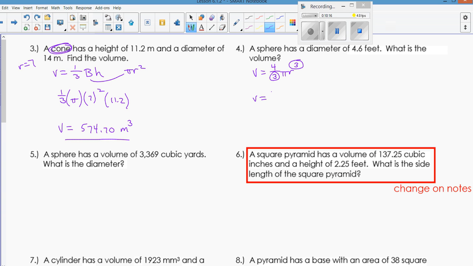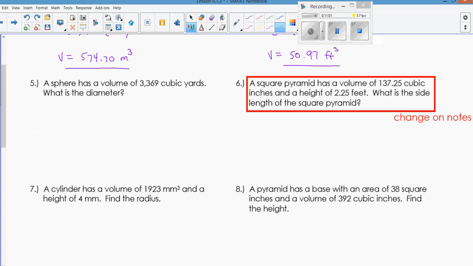So 4 thirds times pi. My radius, if my diameter is 4.6, my radius is half of that, so 2.3. So times 2.3 cubed. So go ahead and plug that in your calculator. You should get that the volume is 50.97 feet cubed. Alright, so the first four should be pretty straightforward, as long as you recognize what the base is. Find the area of that shape, and then just multiply by the height of the figure.